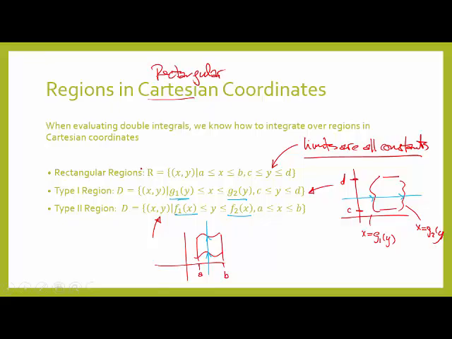The rectangular regions are easy to work with. They're going to have constant limits. And then for the other general regions, it'll depend on what you want to integrate with respect to first, x or y, and then that'll determine which type it is. Okay? So that's the stuff that we've done already.